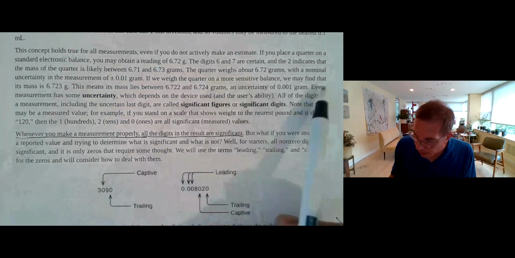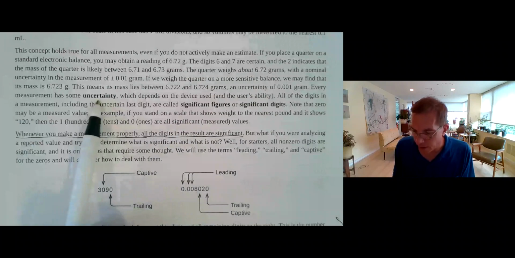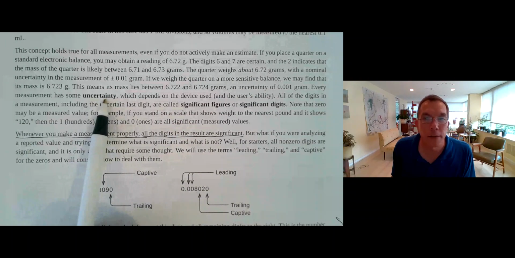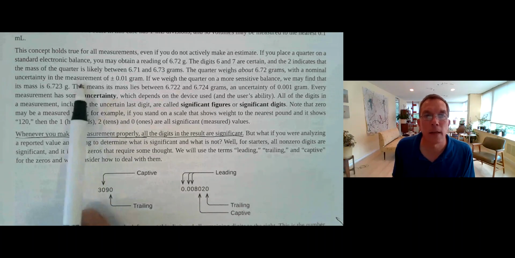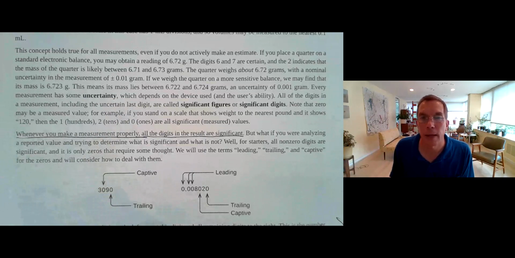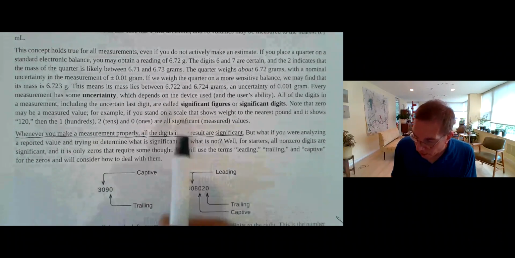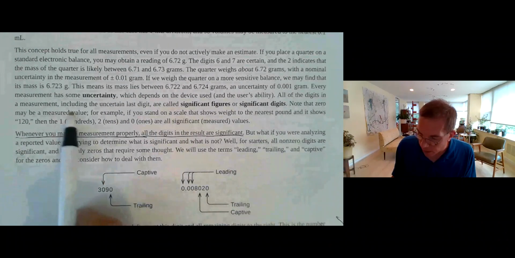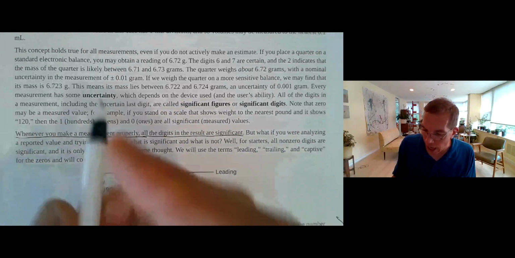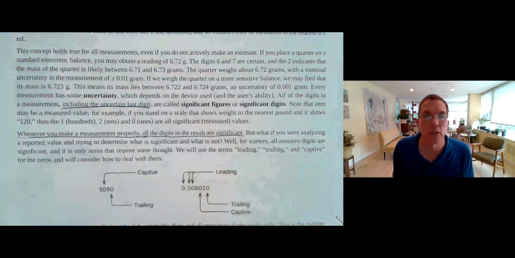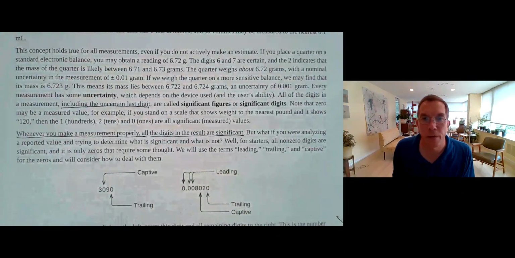Okay. And then here again, we say every measurement has some uncertainty. And notice they're not defining the uncertainty even though it's bold. They're asking you to figure out what it means for something to be uncertain. And the uncertainty is just how well you can report that measurement. Okay. And now they're going to introduce all of the digits in the measurement, including the uncertain last digit, are called significant figures.